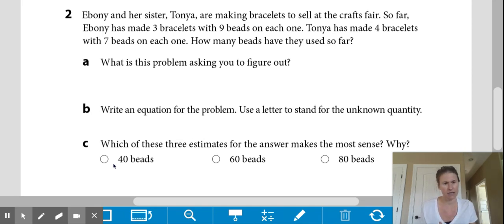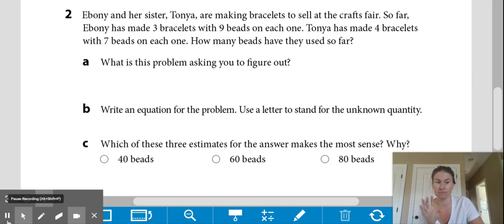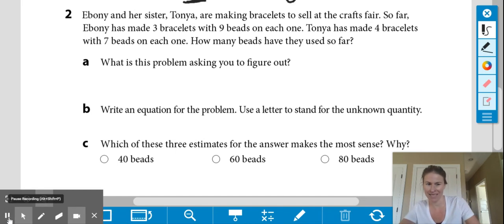Okay, now Tanya, another character, has made 4 bracelets and 7 beads on each. I see the multiplication there. How many beads have they used so far? So what is the problem asking you to figure out? How many beads they have made so far, right? Okay, now I need to write an equation for this problem. So I want you to pause the video and write an equation for this problem. Pause, play.